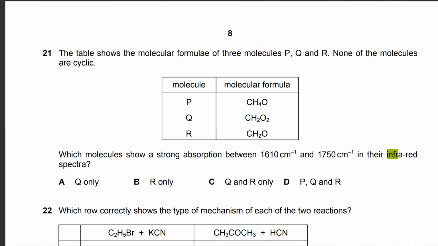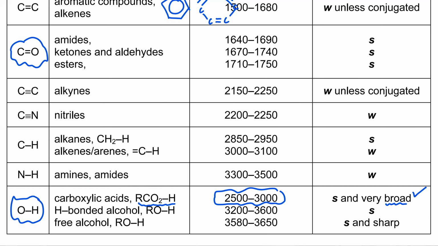So let's do this one. Question is, the table shows the molecular formula of 3 molecules P, Q and R. None of the molecules are cyclic. So ठीक है, which molecule shows a strong absorption between the 1610 and 1750 in the infrared spectrum? अच्छा, ये बताओ कि 1610, 1750 in the infrared spectrum. So which molecules, 1610, 1750, ये वही बन गया double bond O. 1610, 1750, it's the same absorption range, strong. Is that clear? So it must be double bond O होगा उसमें. ठीक है, clear है ये?